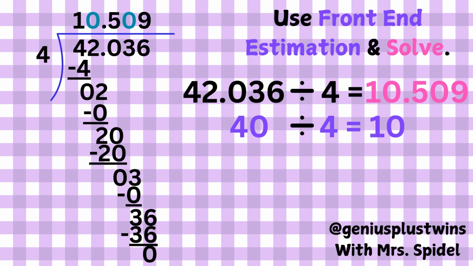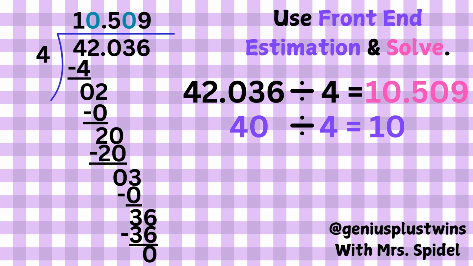All other numbers will become zeros. Now in this example, with 42.036, I'm only keeping the 4. All other numbers after it become zeros. So I'm left with 40, and that 40 I would divide by 4 to get my estimate of 10.